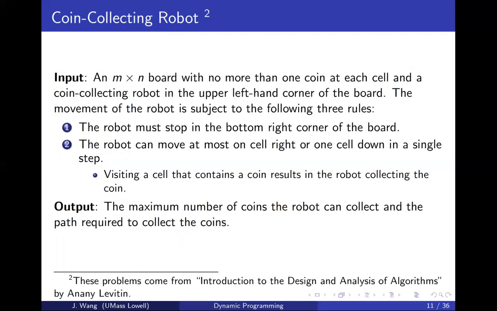rod cutting. So the next example we're going to look at is coin collecting robots. And now let's look at the input. The input here is an M by N board with no more than one coin at each cell, and a coin collecting robot in the upper left.